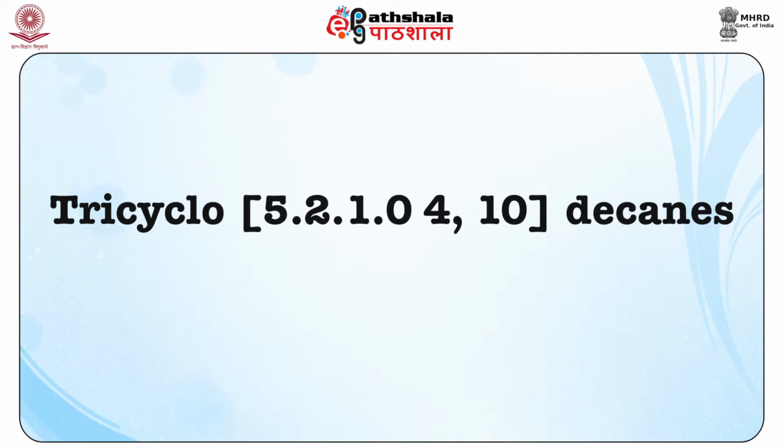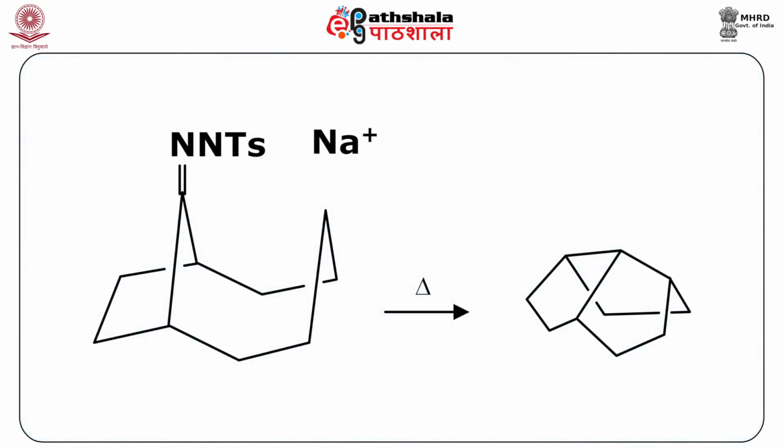Tricyclo 5,2,1,0,4 decanes. These tricyclodecanes can be synthesized by pyrolysis of the sodium salt of tosyl hydrazone of 10-bicyclo 5,2,1-decanone. They have a crown-like structure wherein the 3 rings are fused together. These are called tricyclodecanes.